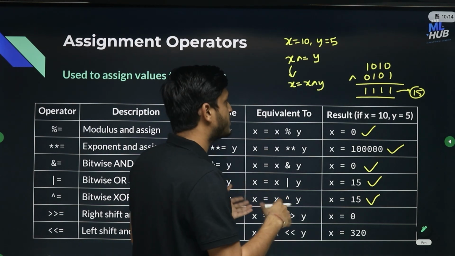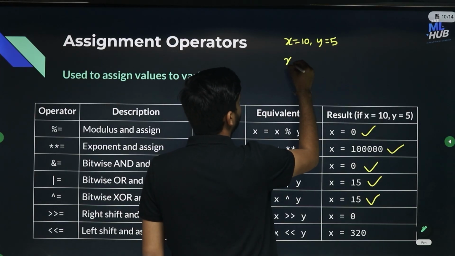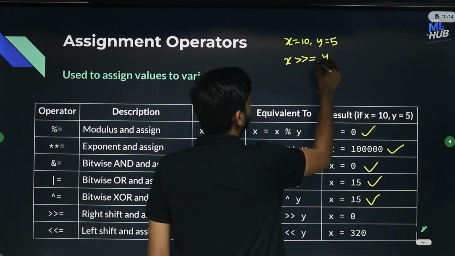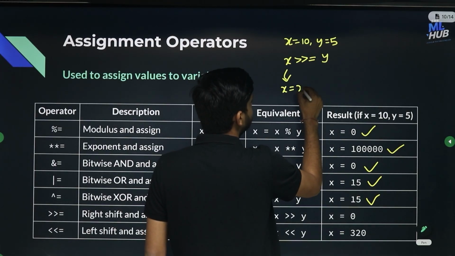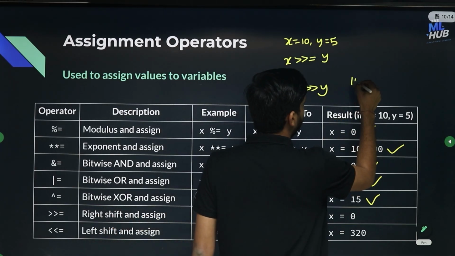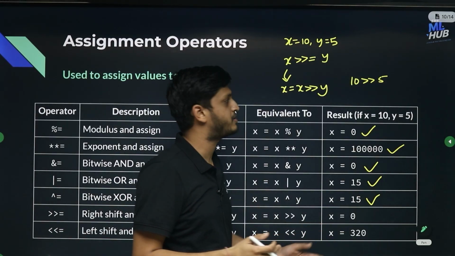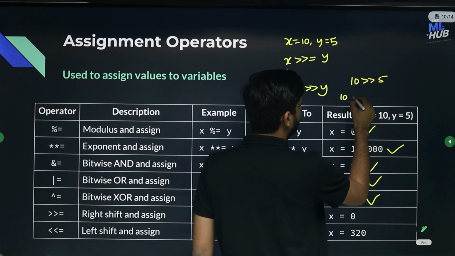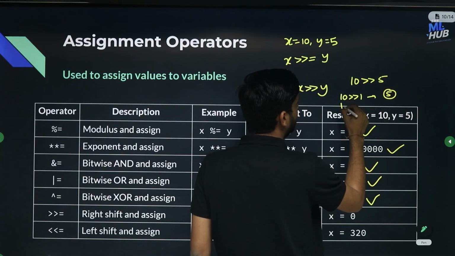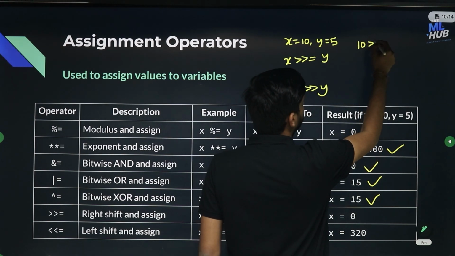Now you can combine it with left shift and right shift as well. So if I combine it with left shift and right shift, what will happen? If I combine it with firstly right shift, let's say x right shift equal to y, this is equivalent of writing x equal to x right shift y times. So essentially you have to right shift 10 5 times. So you have to keep on dividing 10 by 2 5 times.